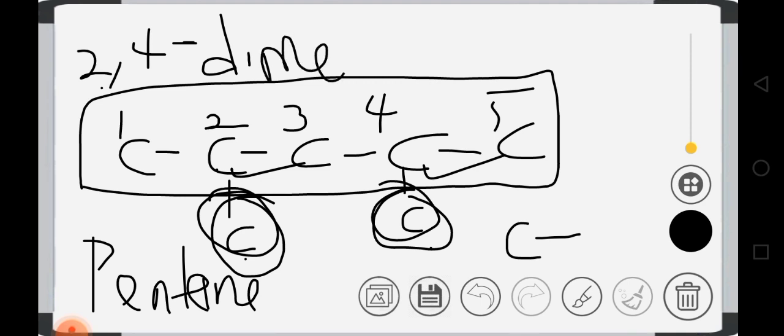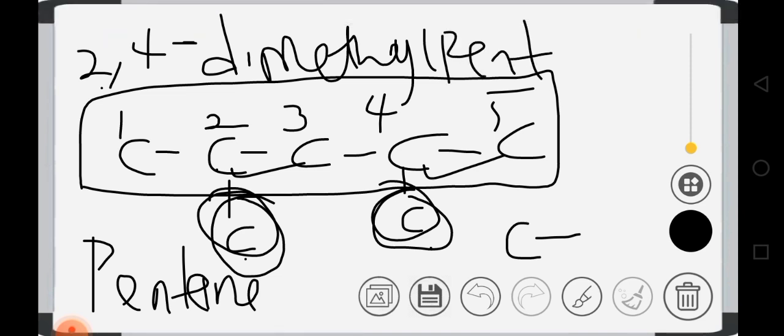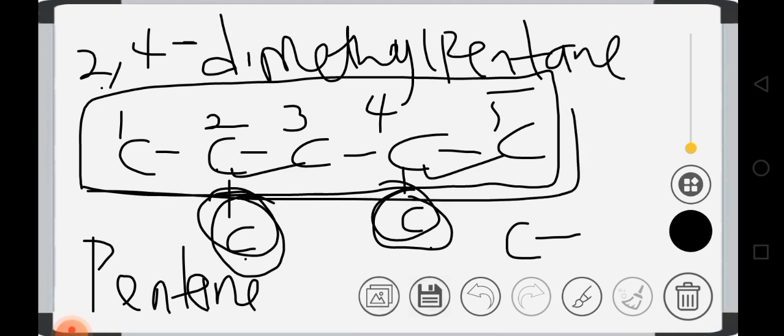Methyl. Dimethyl. And what's the parent name? 5, which is pentyl. Pentane, not pentyl. Pentane, because this one is not losing any hydrogen. So that is 2,4-dimethyl pentane. That is the name of this compound. So it's as simple as that. Just follow the rules. Then practice more. Just practice and practice.